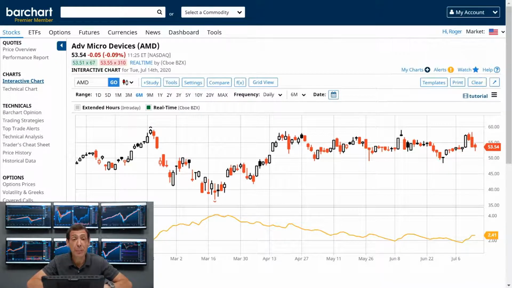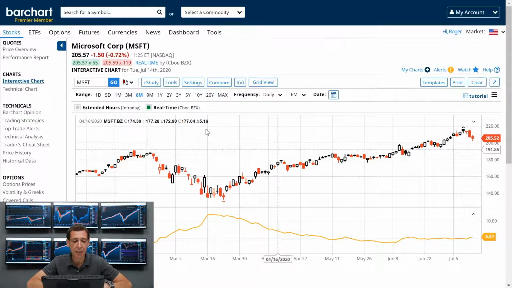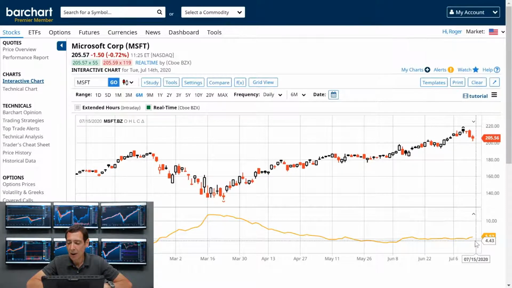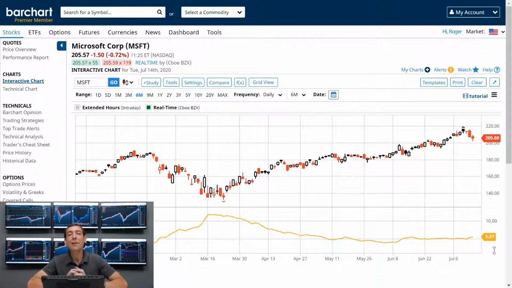Stay-at-home stocks are at a premium right now with COVID-19. Again, I'm just using this as an example. Let's say I buy 100 shares of Microsoft stock. The ATR on Microsoft is about $5.50. So for every 100 shares I buy, my account is going to fluctuate on average about $500 per day. ATR, average true range, average volatility, is about $5.50.